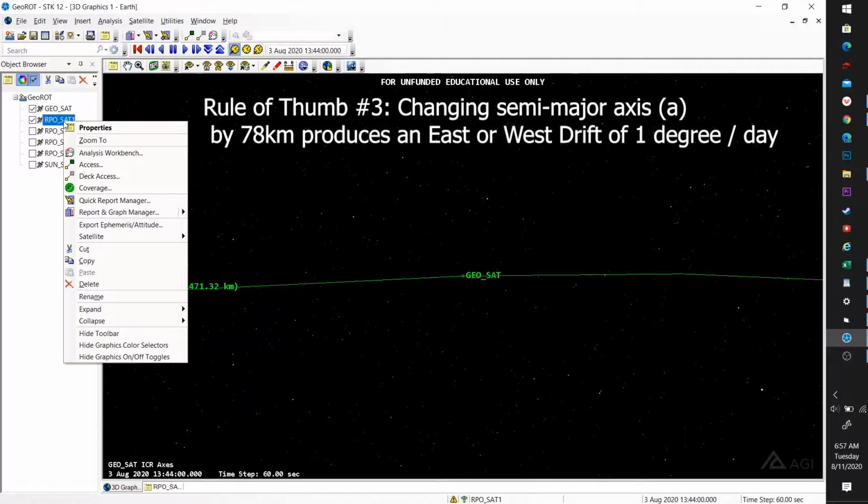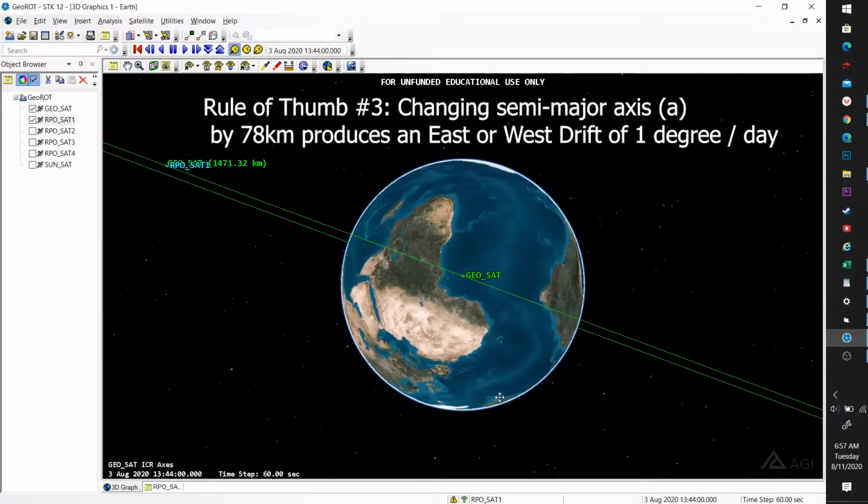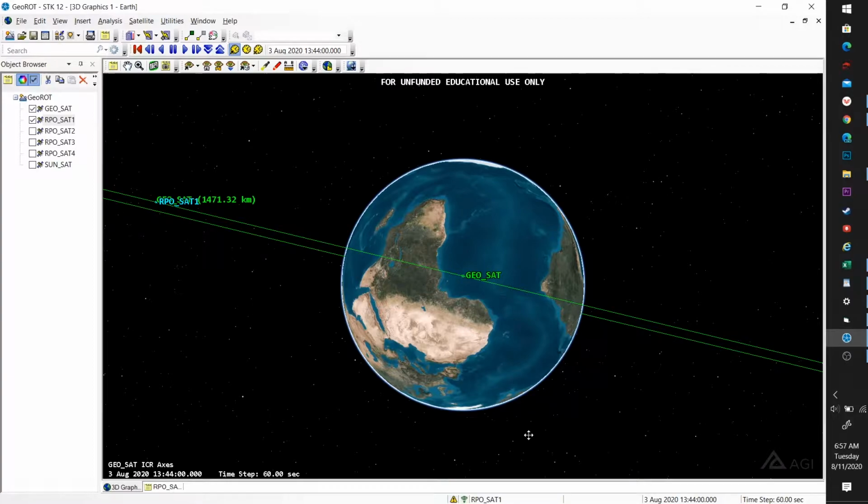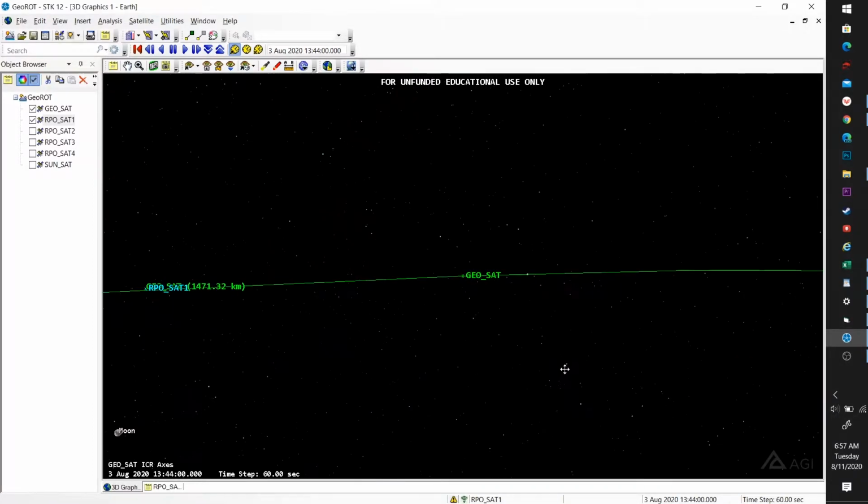Because we often describe objects at GEO according to their longitude of the ascending node in degrees over the Earth, what I'm going to show you in this lesson is how to move 1 degree longitude of the ascending node, or 2, 3, or 4 degrees per day. This rule scales linearly. If you increase 78 kilometers, you will drift at 1 degree per day. If you increase by 2 times 78 kilometers, or 156 kilometers, you'll drift at 2 degrees per day.